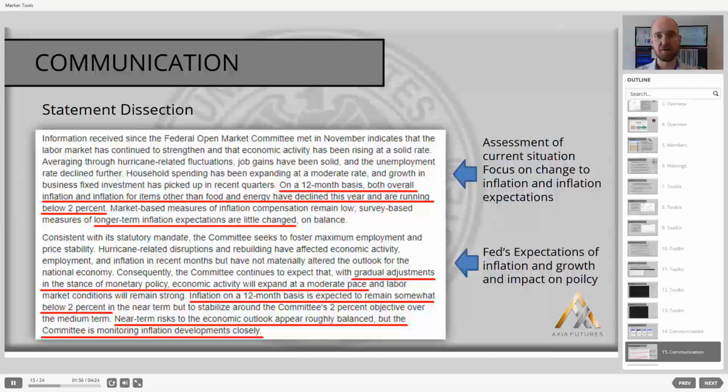They now go on to talk about how they think this is likely to develop. Now, this is the key bit. This is the bit where you get a sense of whether they feel things are improving, in which case a rate hike becomes a little bit more likely. So their expectation of inflation and growth. They will start this off in a very consistent way with the word consistent and talk about their mandate. What then happens is they will talk about gradual adjustments in the stance of monetary policy for economic activity to expand at a moderate pace.